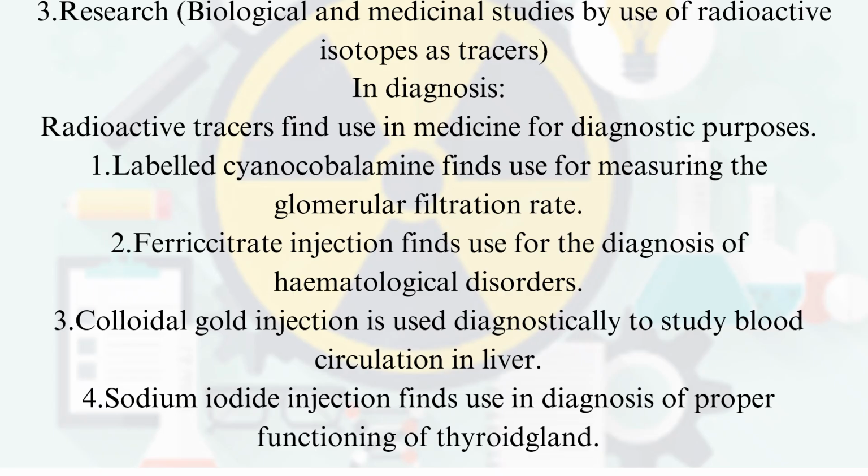In diagnosis, radioactive tracers find use in medicine for diagnostic purposes. Labeled cyanocobalamin finds use for measuring the glomerular filtration rate. Ferric citrate injection finds use for the diagnosis of hematological disorders. Colloidal gold injection is used diagnostically to study blood circulation in liver. Sodium iodide injection finds use in diagnosis of proper functioning of thyroid gland.